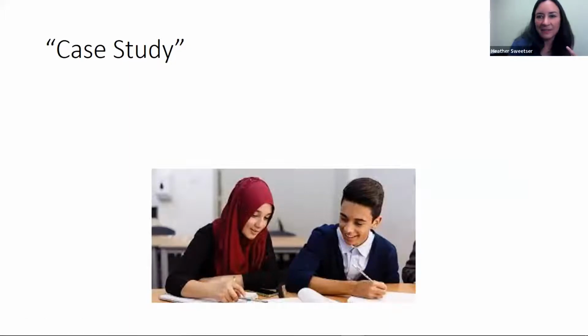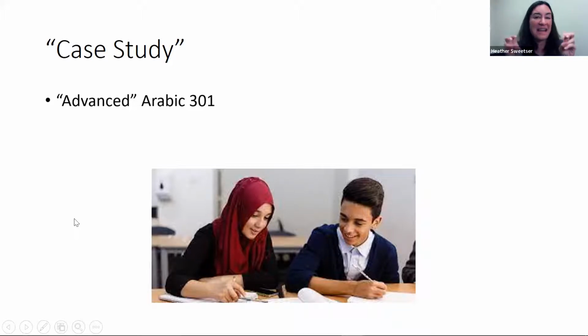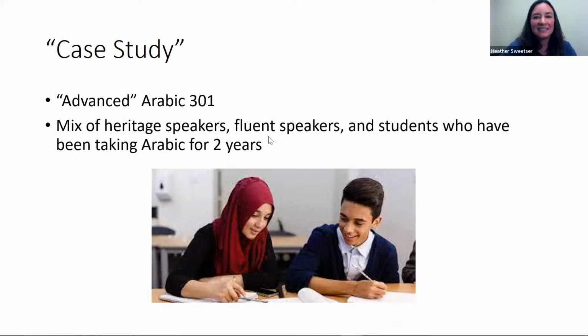I'd like to specifically talk about, I say case study in quotations because I didn't get IRB funding or do official research on this. And so I can't do official quotes, but my experience is using CBL in my Arabic classroom. It says it's advanced Arabic 301. I mean, we use that term loosely, I'd like to say. So here in this classroom, I've got a mix of heritage speakers, fluent speakers, people who grew up in the Middle East, started taking this class, and students who have been taking Arabic for just 2 years. So as you can already see, there's a huge range of levels here.